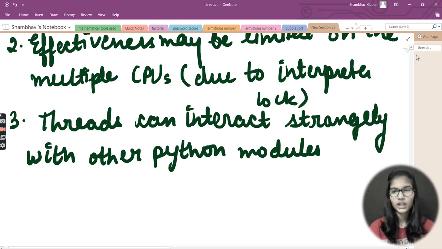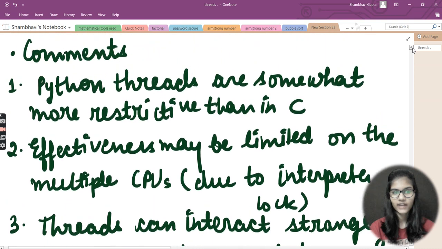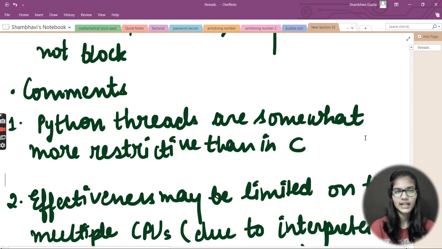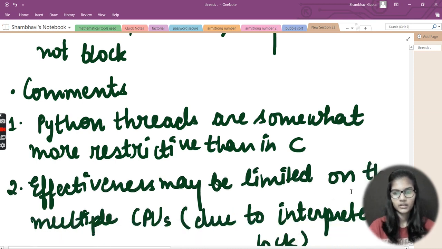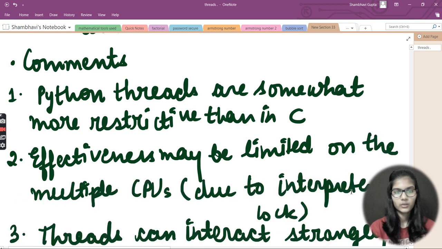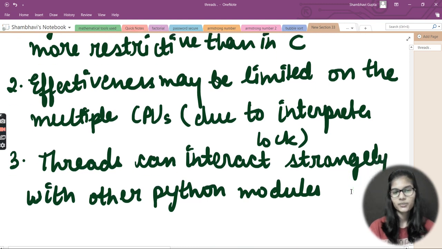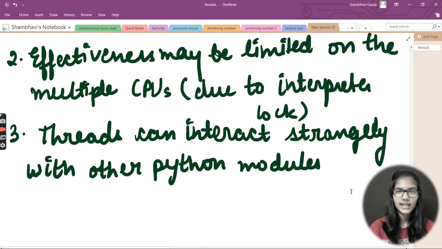Let me quickly give you an overview of the comments that we have seen right now. In comments, Python threads are somewhat more restrictive than in C. Other than that, effectiveness may be limited on multiple CPUs, and that is due to the interpreter lock. And after that, threads can interact strangely with other Python modules, right?